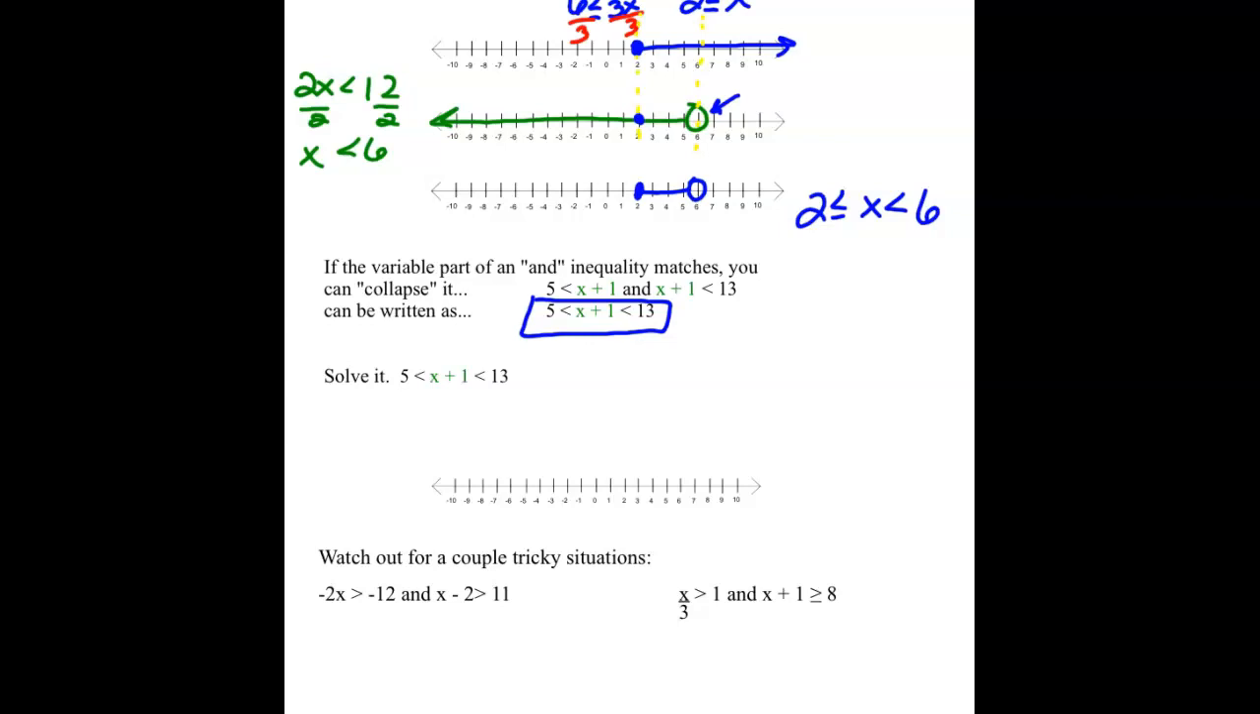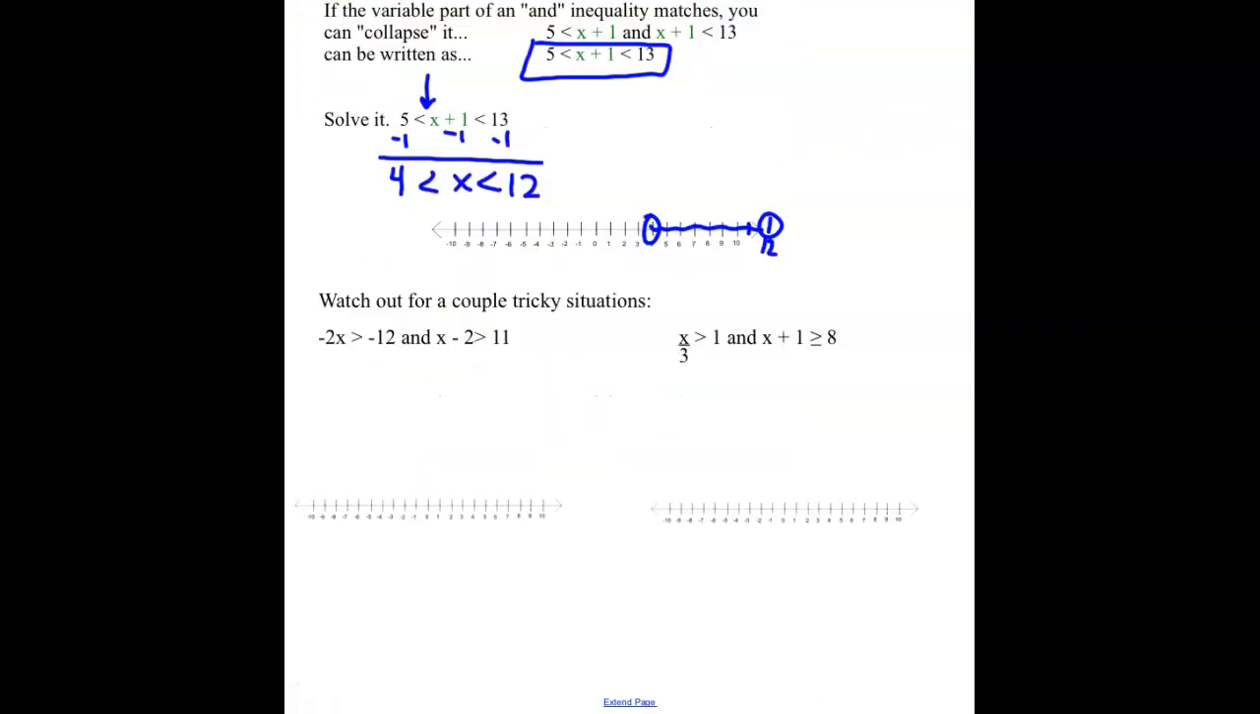So looking at this, to get x by itself, I'm going to have to subtract a 1. But remember, it came from two separate inequalities. So I'm actually going to have to subtract that 1 from both sides. So 5 minus 1 would be 4, 13 minus 1 would be 12. We want all of the x's that are in between 4 and 12. So since there's no equal signs on those, I'm going to have open circles. 12 would be about there. And we want all the values in between those.